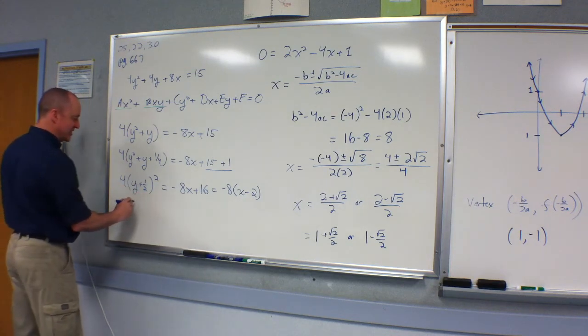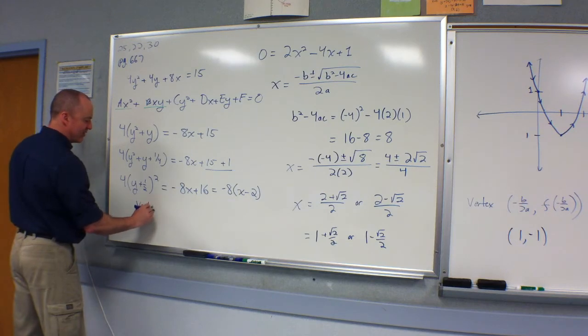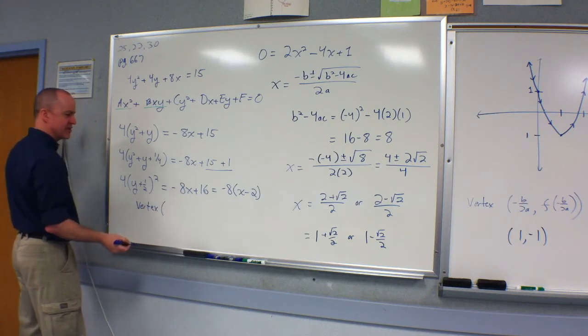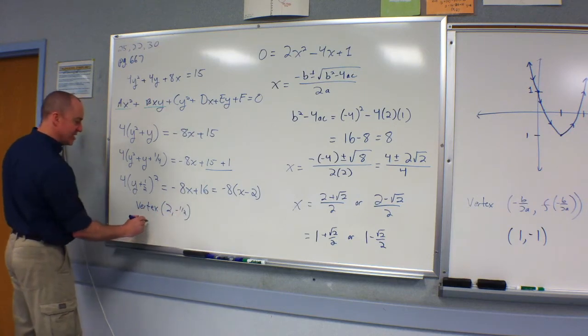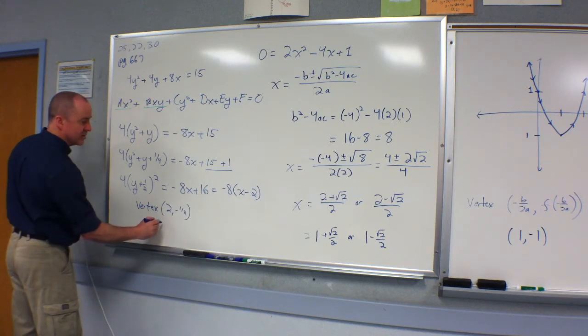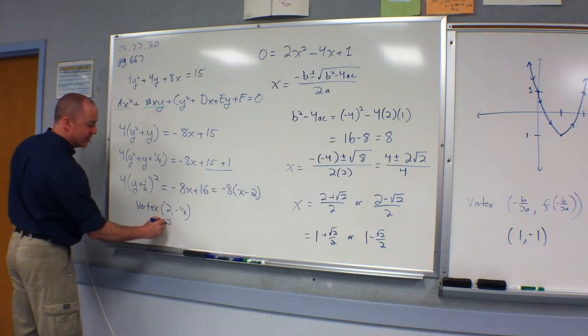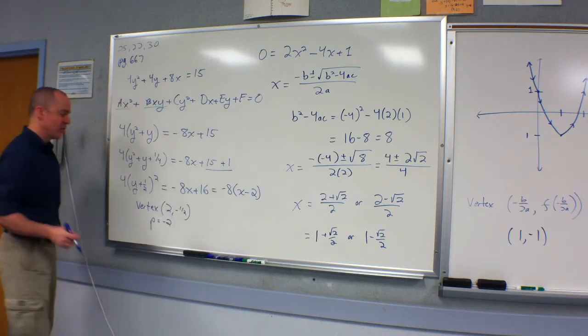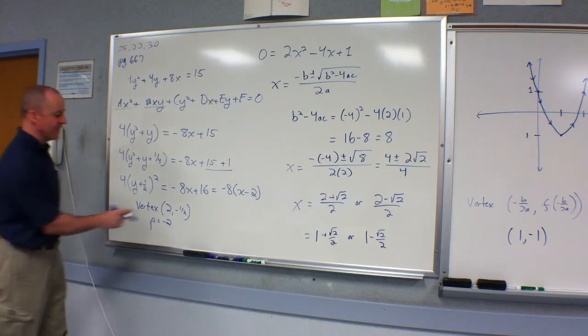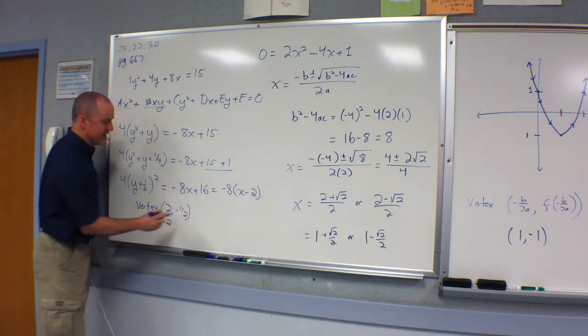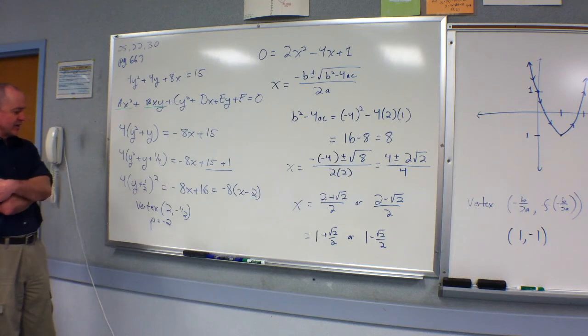Okay, so what do I know about this thing? The vertex, won't graph it, but let's get its identifying information. The vertex is at positive 2, negative 1/2, and P is equal to negative 2, because it's negative 4P. And so from here we could figure out where the focal point is and where the directrix are.